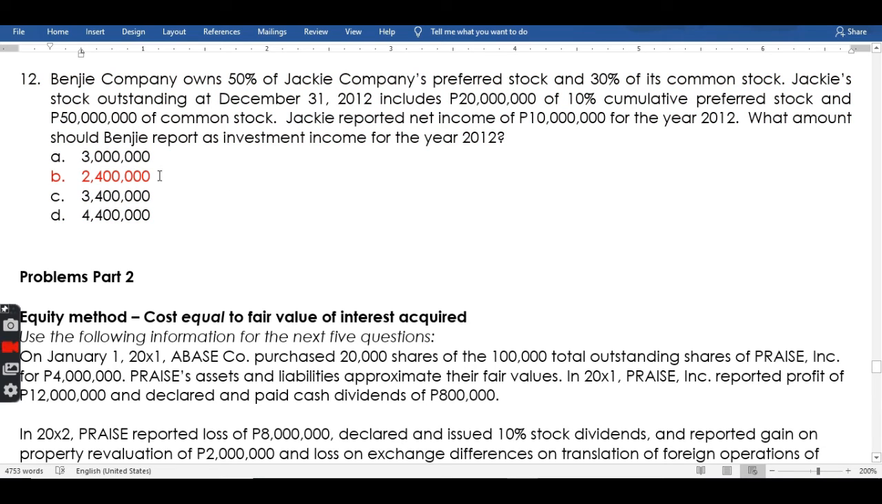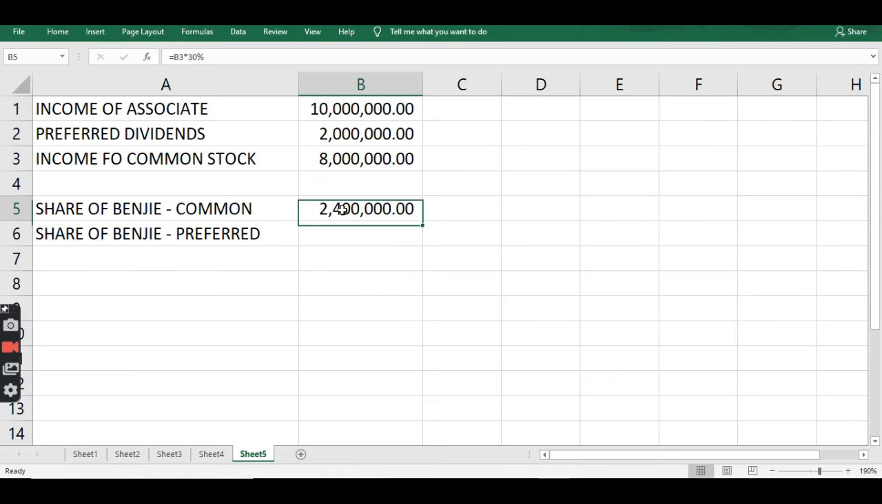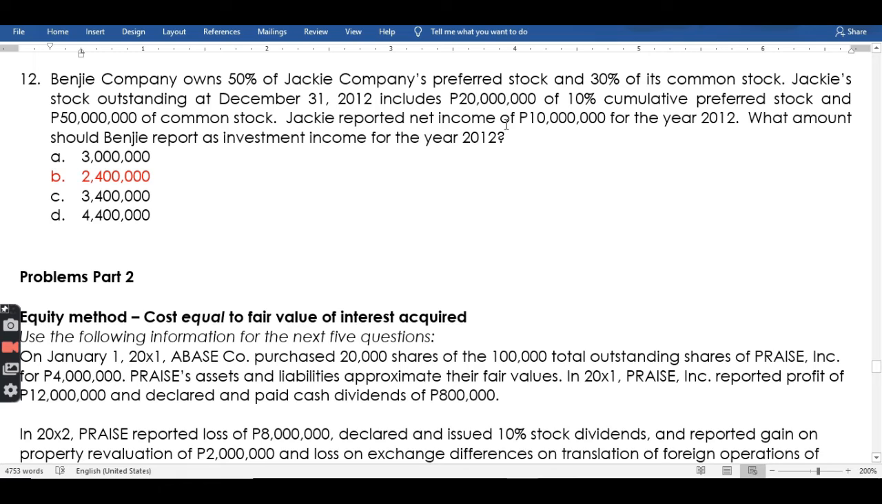Okay? Kasi, ito lang yung in relation to your share as an associate. You cannot yet recognize the 1 million na 50% nung buong 2 million kasi walang sinabi sa problem na meron nga tayong dividend payment. Okay? Walang sinabi dun sa problem. Okay? So, yun lang ang sagot natin. Letter B.